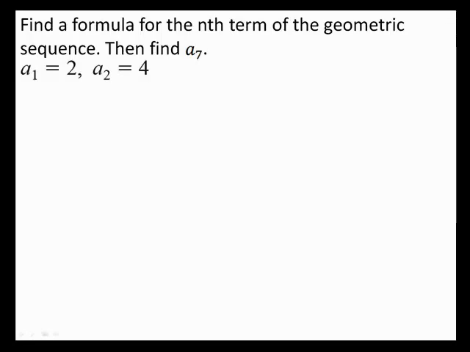Find a formula for the nth term of the geometric sequence. Then find a sub 7. a sub 1 is equal to 2, and a sub 2 is equal to 4. To find the ratio, divide 4 by 2. Simplify 4 divided by 2. You find that r is equal to 2.